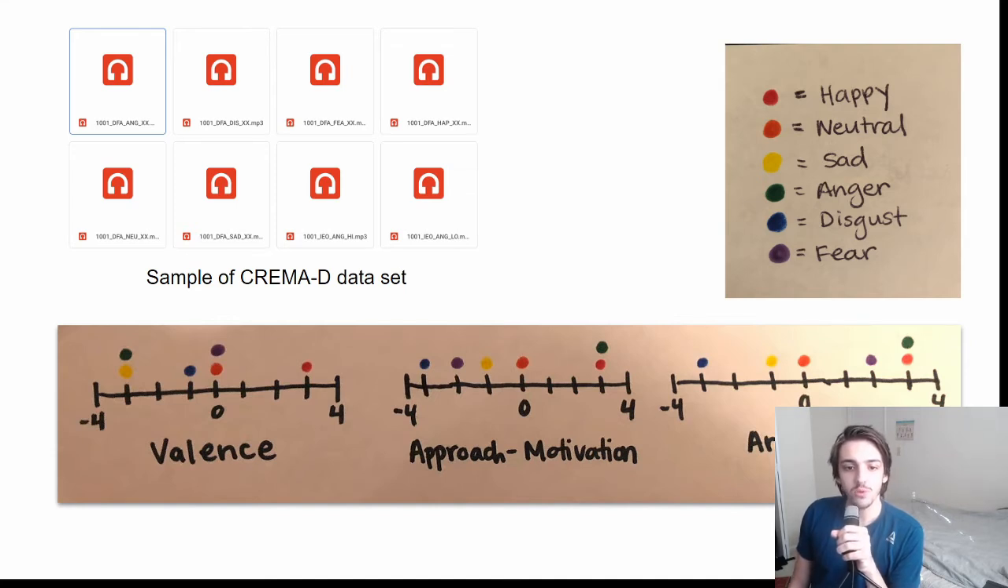All the actors spoke 12 sentences with 6 varying emotional states, and finally, the emotional states were labeled based on a crowdsourced effort of 2,444 people who each rated the emotional states of a clip and their intensity. We personally did an 80-20 split of the data at random using the scikit-learn library.